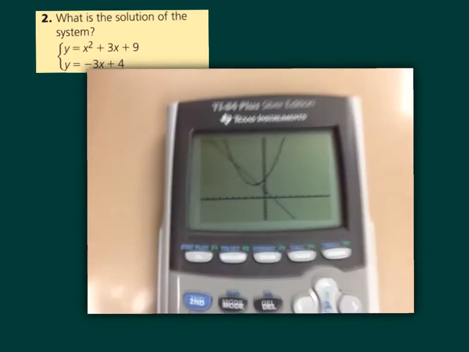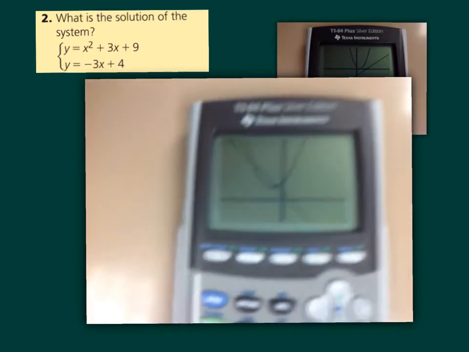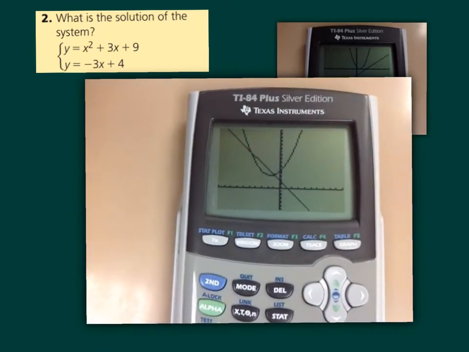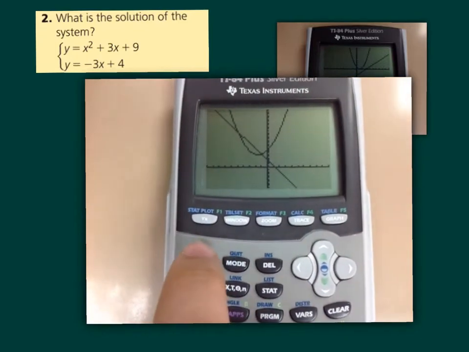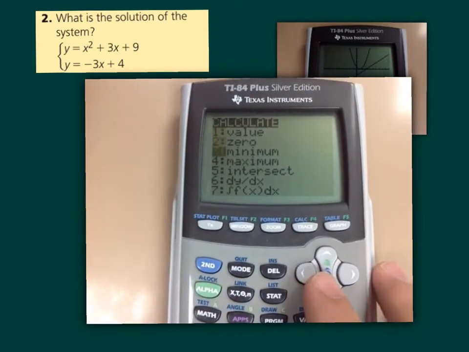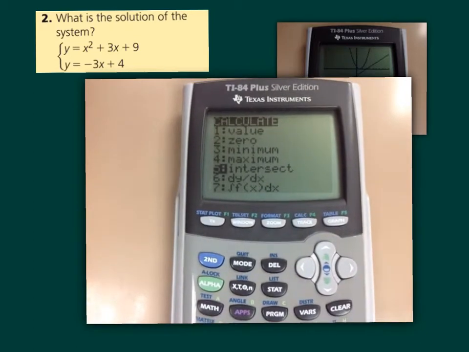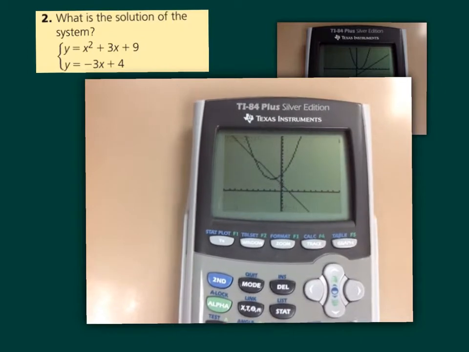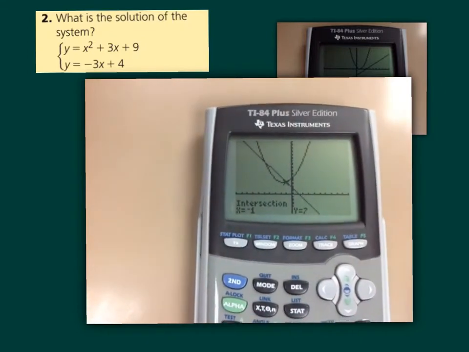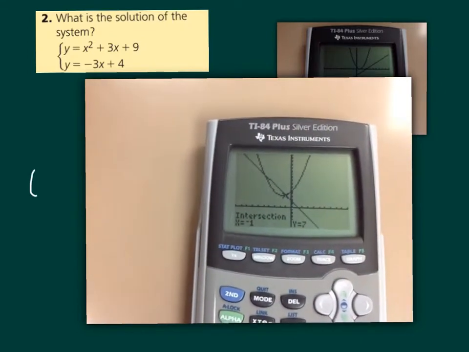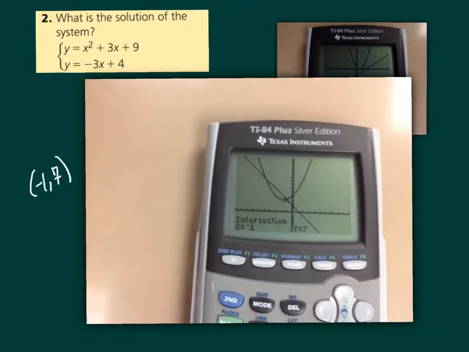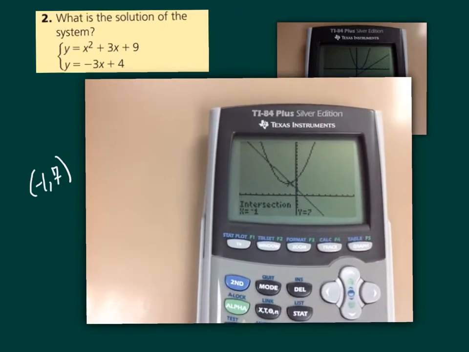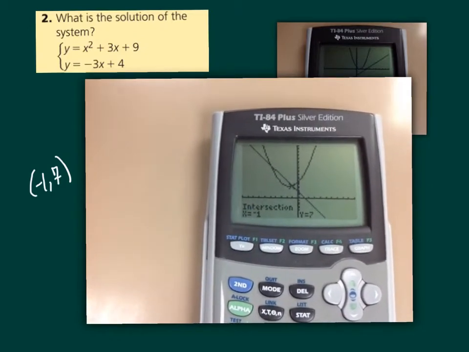So to calculate the intersection, they were very, very clever at TI. And to calculate an intersection, you go to the calculate list and you go to intersect. And then you push enter 3 times. One of our intersections is -1, 7. You do second, calculate, intersect. Enter, enter, enter.